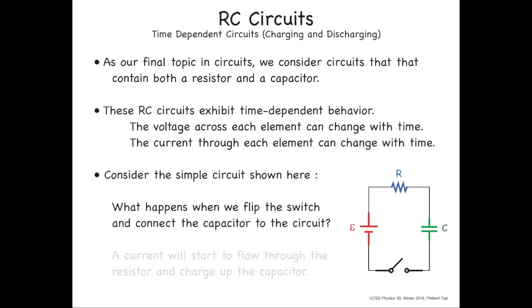So we'll pretty much consider just very simple RC circuits like the one shown here, which consists of a battery, a resistor, and a capacitor hooked up in series, and we have a switch so that we can define when we start the experiment. Since things are going to evolve with time, we need a definitive starting point. When we flip the switch so that we connect the capacitor and the resistor into the circuit with the battery, a current is going to start to flow through the resistor to charge up the plates of the capacitor.